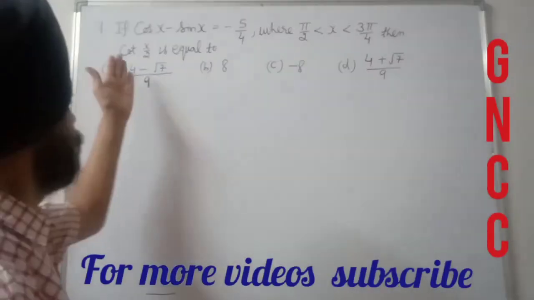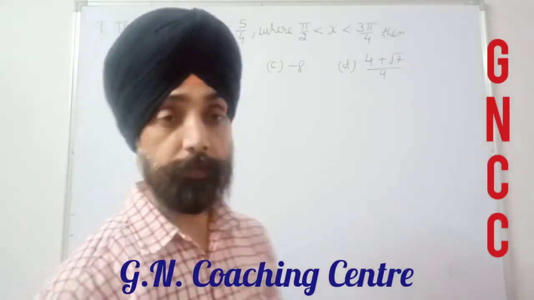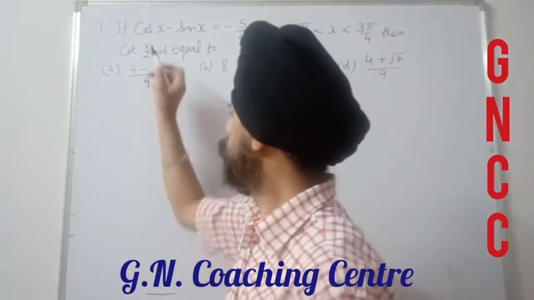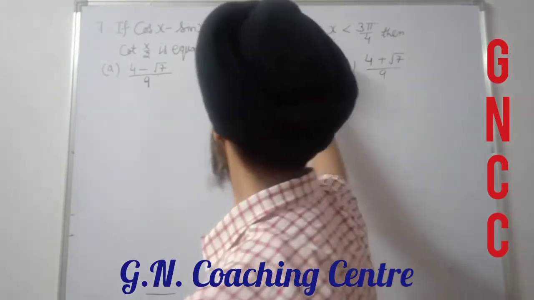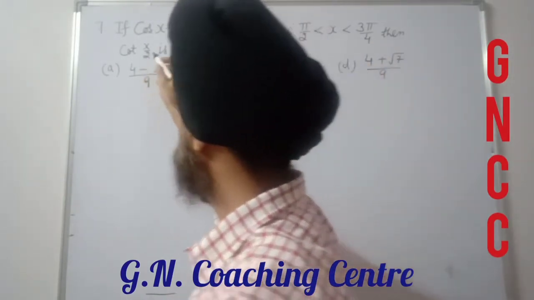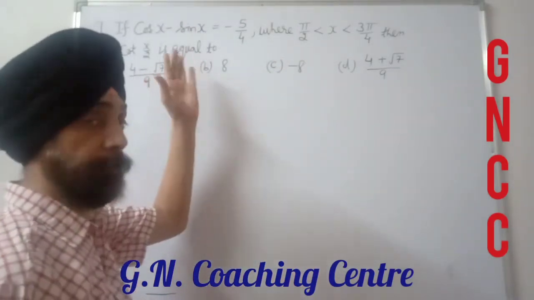This is the 7th question of the 23rd NTA Vyas test paper. If cos x minus sin x is equal to minus 5 over 4, where this interval is given for x, then cot x by 2 is equal to? We have to find the value of cot x by 2.